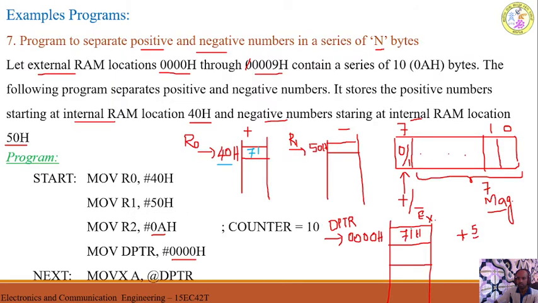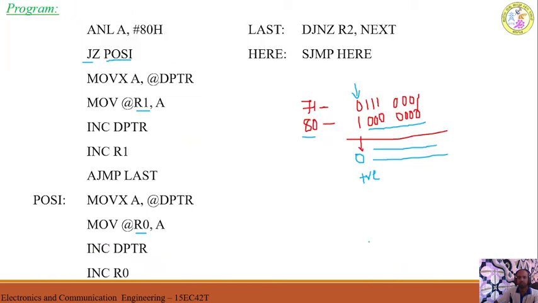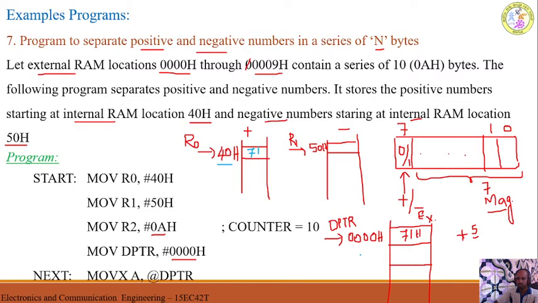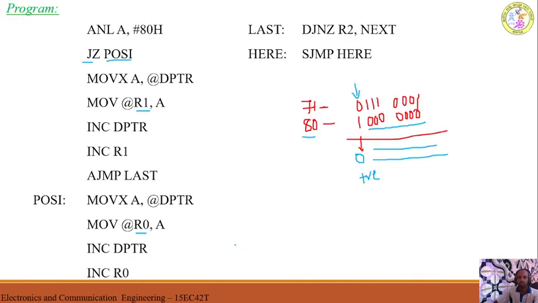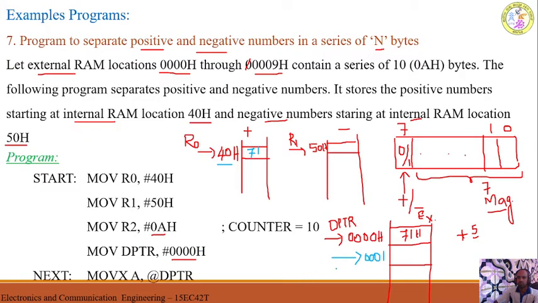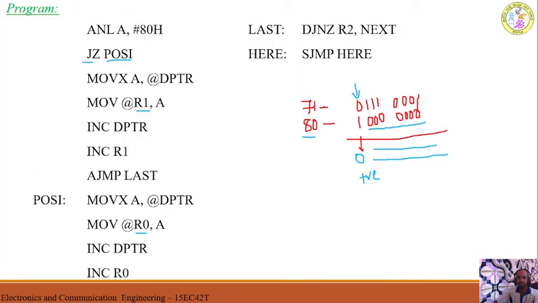Now one data I have checked. I want to check the next data now. Next, increment DPTR. Now DPTR will come to the next memory location 0001H, next memory location, and then increment R0.